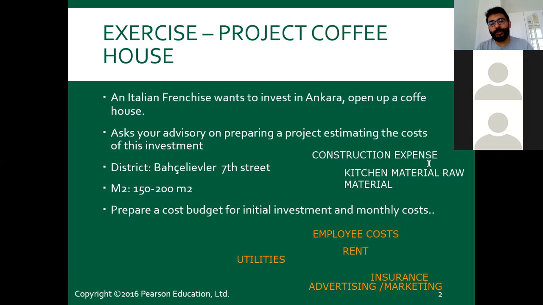Or the raw material. I mean, the raw material is somehow a variable cost, right? Because it varies according to how much coffee you sold. I mean, accordingly you buy that raw material, right? So it changes. But employee costs, for example, what kind of a cost is that? A fixed cost, a variable cost? And rents again. So these are the kinds of things that we discussed today.